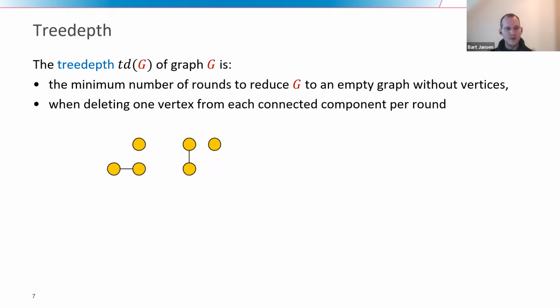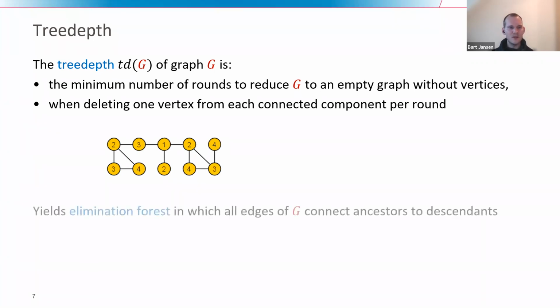Then, in round 3, we pick one vertex from each connected component, and in round 4, we have succeeded in clearing the entire graph. Of course, it's not so easy to see which vertices you should pick to get the minimum number of rounds in total. Different choices would have led maybe to the process finishing later or earlier, but this is what the definition says.